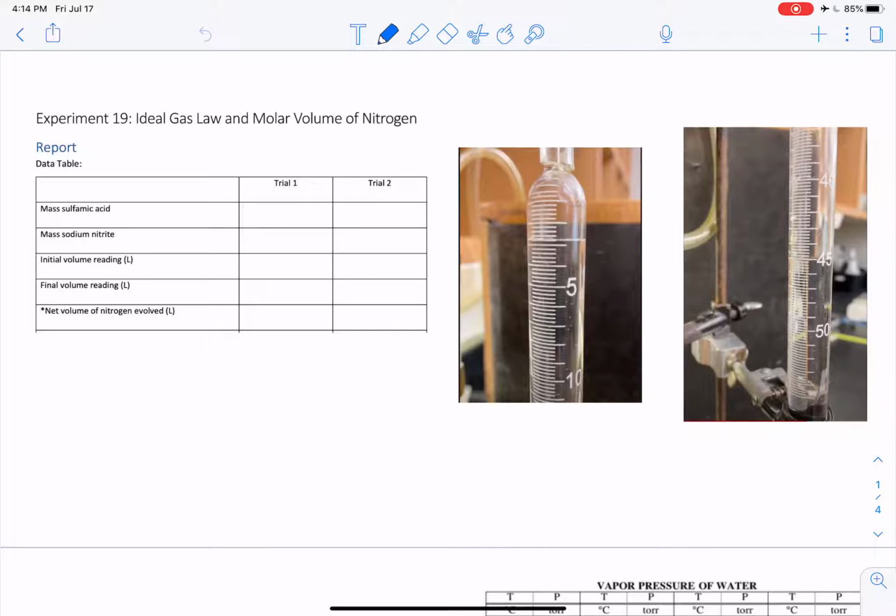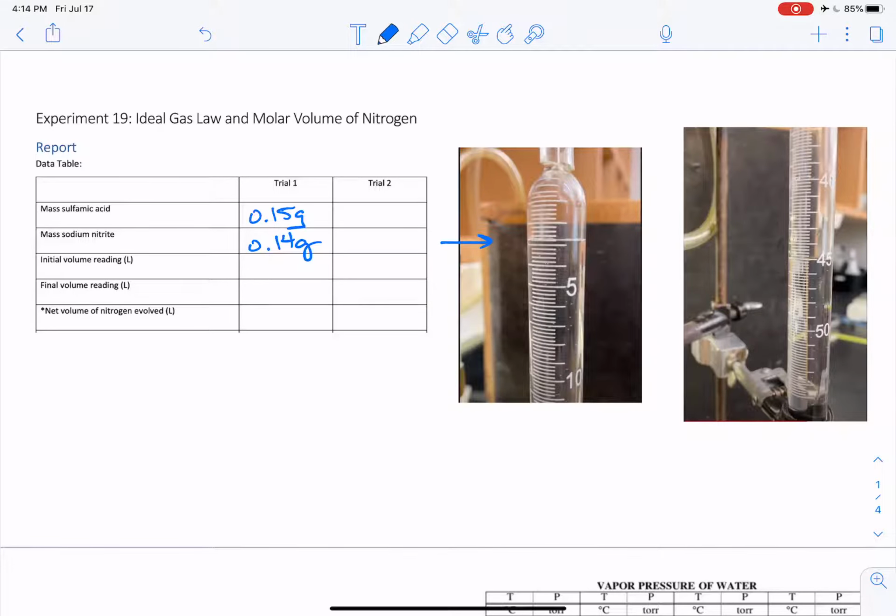Now on the video, you would have seen that your mass of sulfonic acid for the first trial was 0.15 grams, and then the mass of sodium nitrate was 0.14 grams, and then you would have seen those two things put together in a vial and it would have created some gas. And the burette had an initial volume of water in it of this right here.